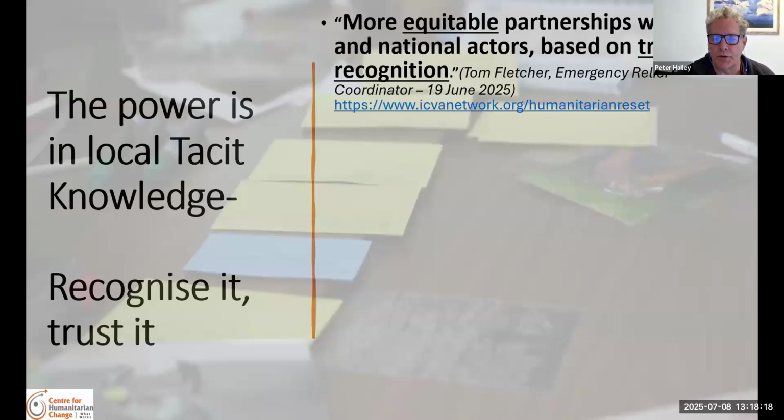This is not just you who's been talking about localization and getting more of the contextual knowledge from the local level, from communities, from staff that work at the local level. In the reset, it's mentioned as being about more equitable partnerships. What does equitable mean? And it's talking about basing those partnerships on trust and recognition.